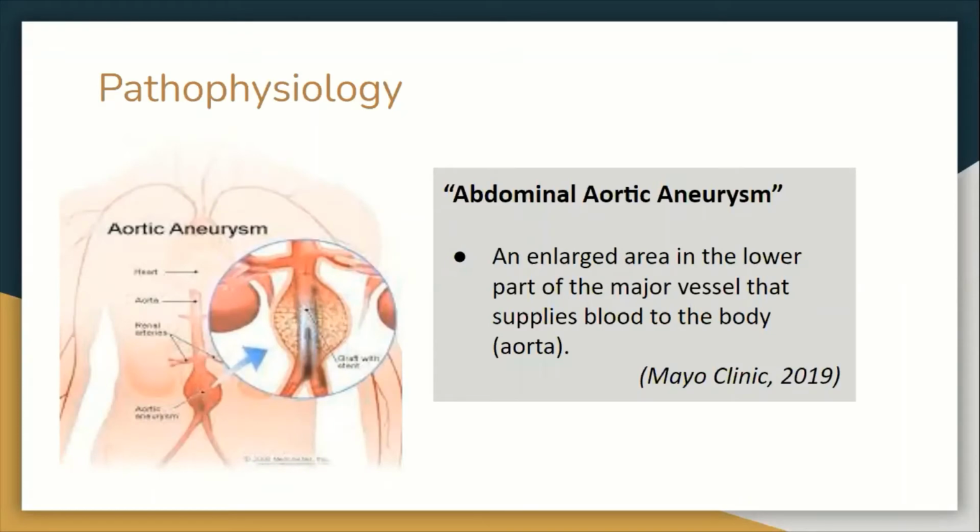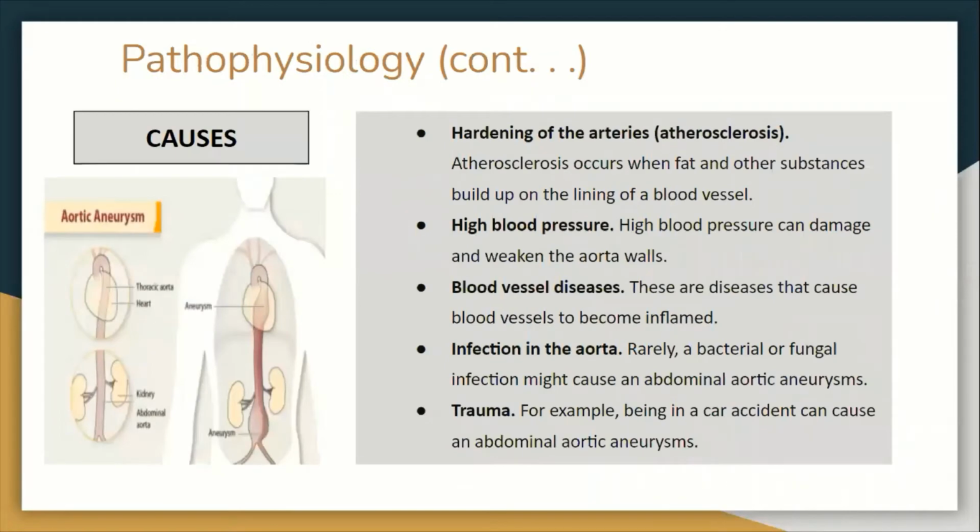Next is pathophysiology. Abdominal aortic aneurysm is an enlarged area in the lower part of the major vessel that supplies blood to the body, that is the aorta. The usual cause of the disease is hardening of the artery, that is atherosclerosis. Atherosclerosis occurs when fat and other substances build up in the lining of the blood vessel.